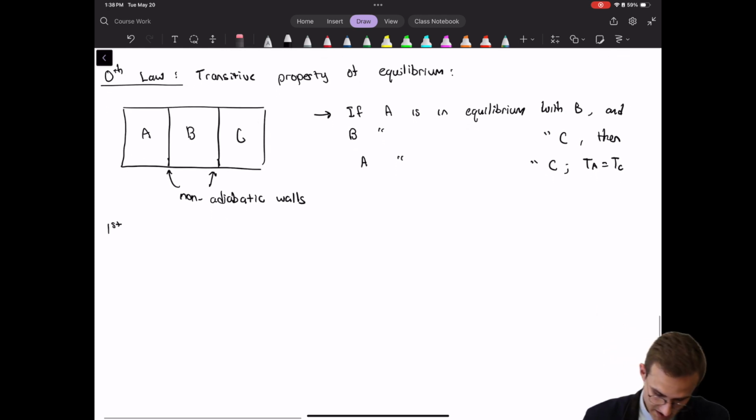Okay, then let's proceed to where we're really starting to encounter some physics here, which is the first law of thermodynamics, often referred to as just energy conservation.